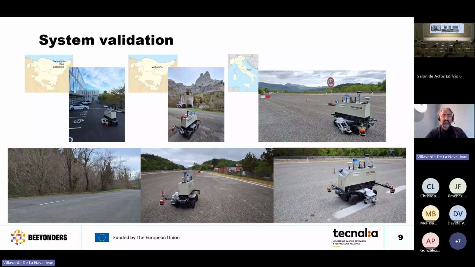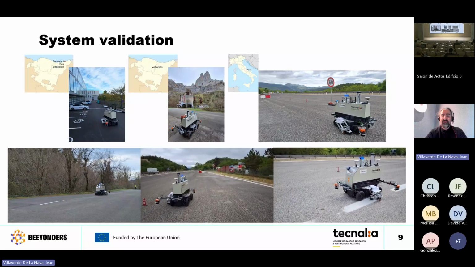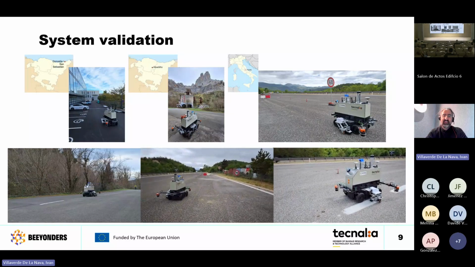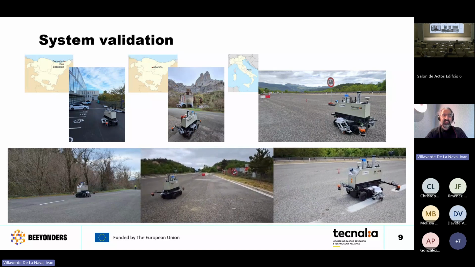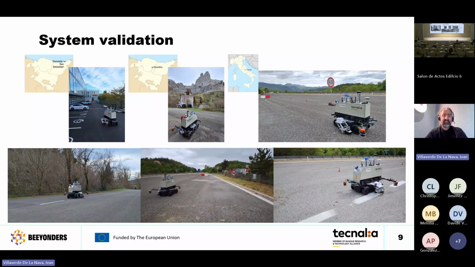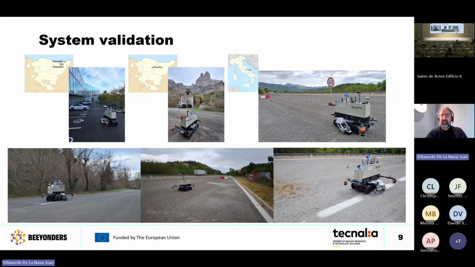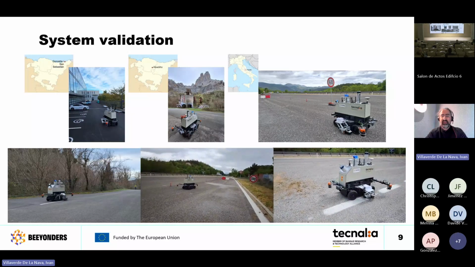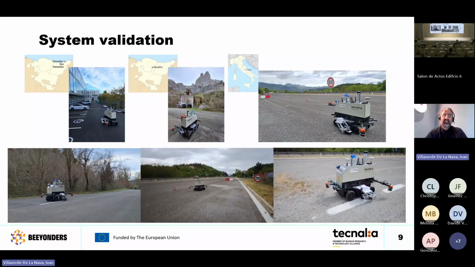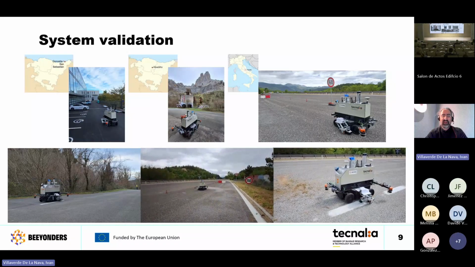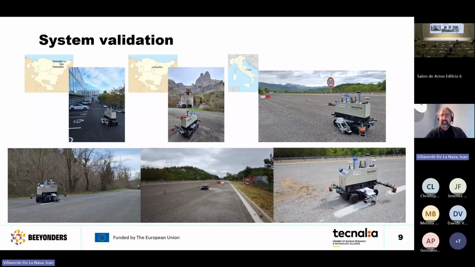Here on the videos below, you can see some examples of the AMR operating in Abadiño, there on the left side, and also on the highway in Italy, performing the various autonomous operations that they need to perform, like navigation, detecting the road marks, aligning the sensor with the road marks, taking the measurements, etc.